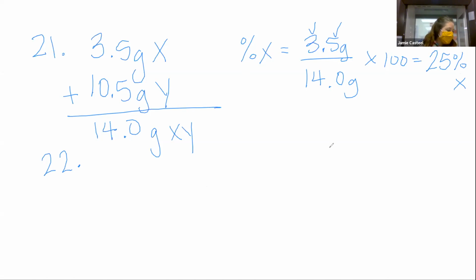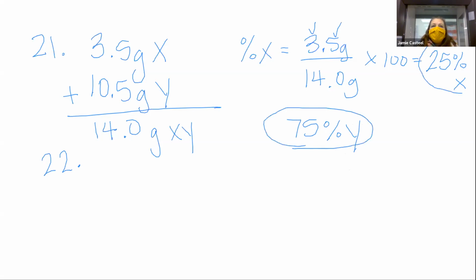Okay, guys, I could do a whole other problem for Y, but if it's just X and Y, what's the rest of the compound? It'd be 75, right? What's 100 minus 25? If there's only 2, or to find your last percentage, just subtract from 100. Okay, so 100 minus that 25% X is going to give me what's left over, which is Y. All right, let's go look at 22.